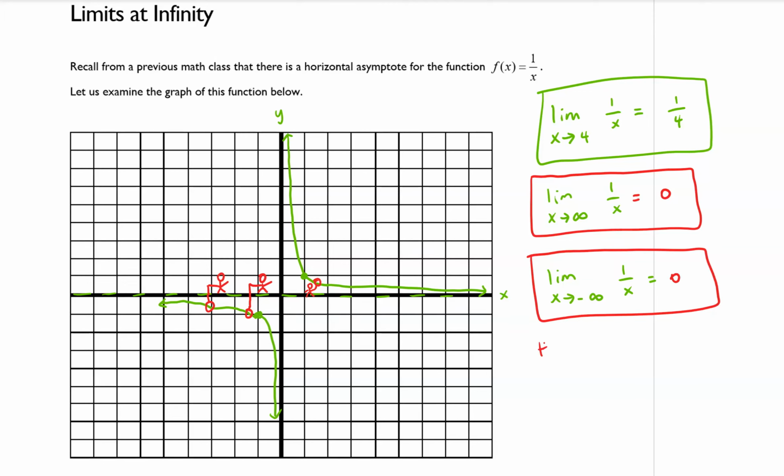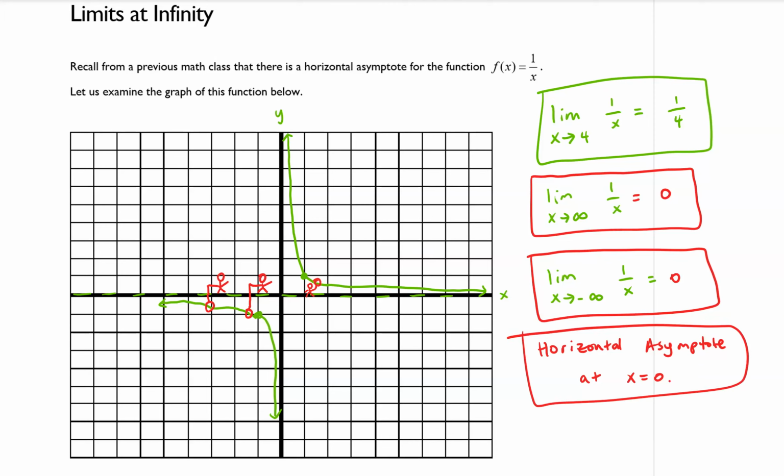And recall that there is a horizontal asymptote at y equals 0. So these are all important things to note. Let's calculate some more limits at infinity.